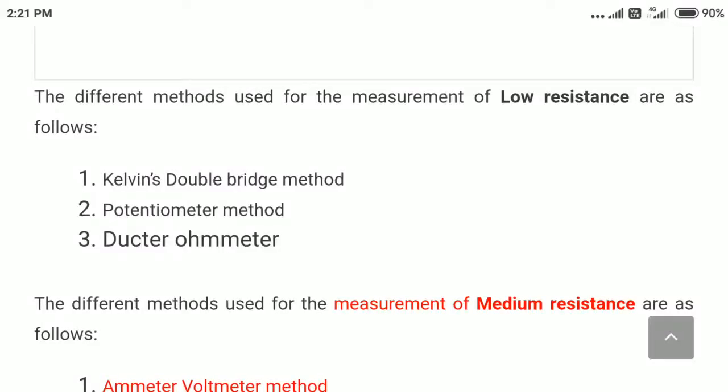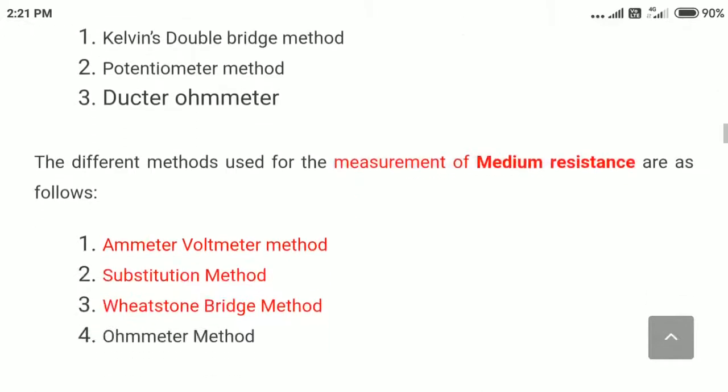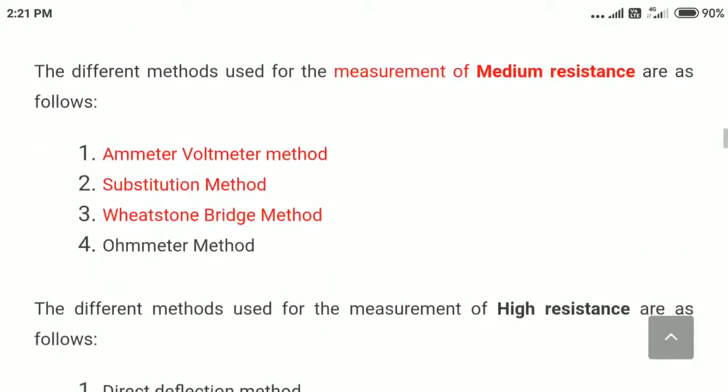There are different methods to measure low resistance. They are as follows: number one is the Kelvin double bridge method, number two is the potentiometer method, number three is the ductor method. There are also different methods to measure medium resistance: number one, ammeter-voltmeter method; number two, substitution method; number three, Wheatstone bridge method; and number four, ohmmeter method.